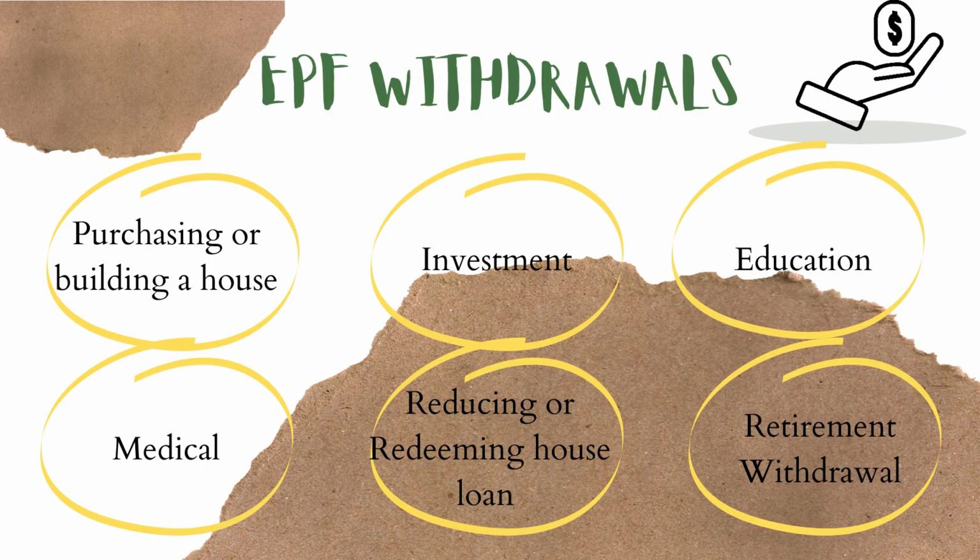After your retirement, what can you do with EPF withdrawals, which is your savings? The first one is you can purchase or build a house. The second one is you can use the money for investment. The third one is you can use the money for your child's education. The fourth one is you can use the money for medical expenses. Next, you can reduce or redeem your house loan. And the last one is for retirement withdrawal.